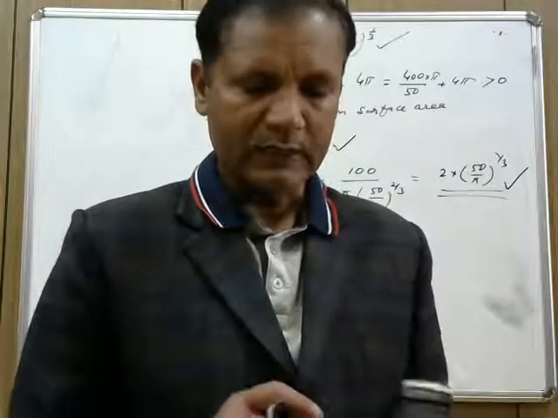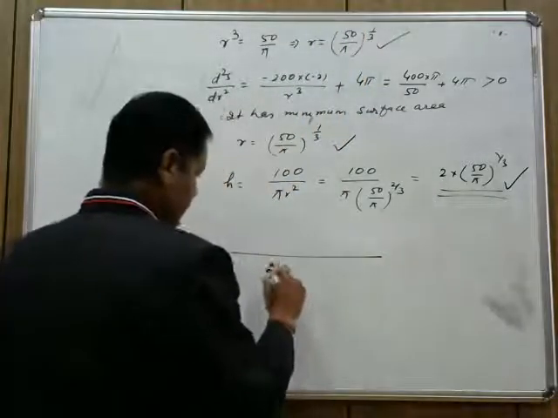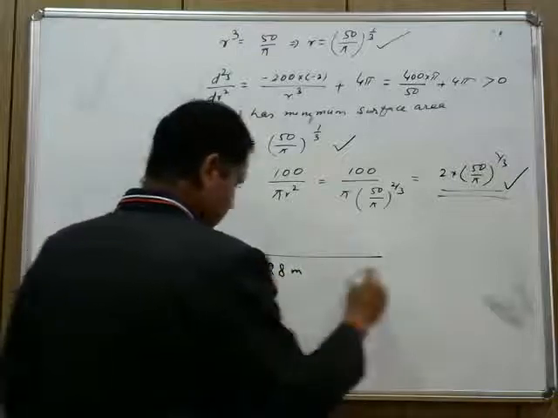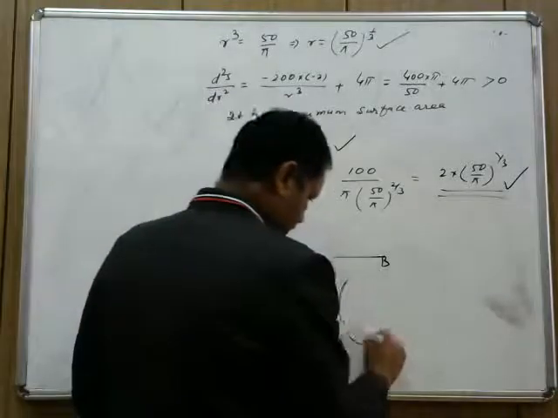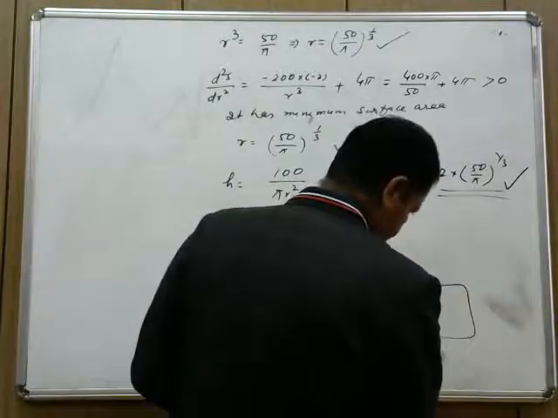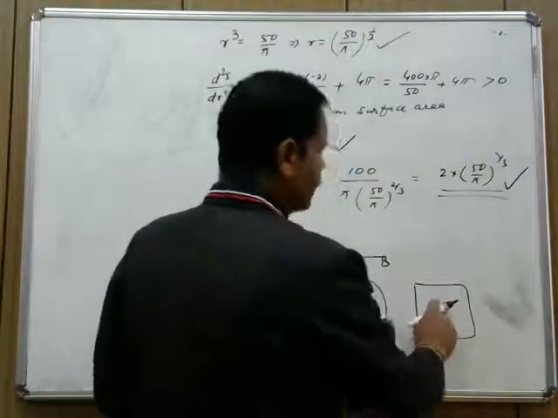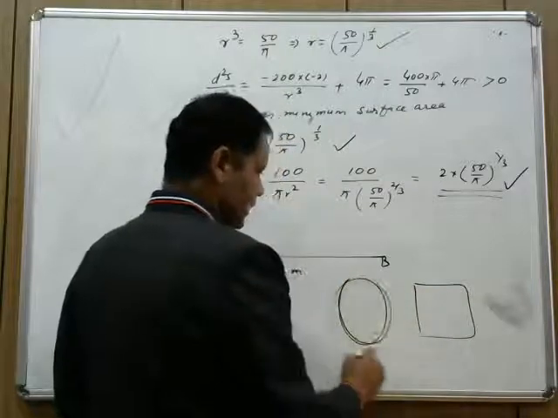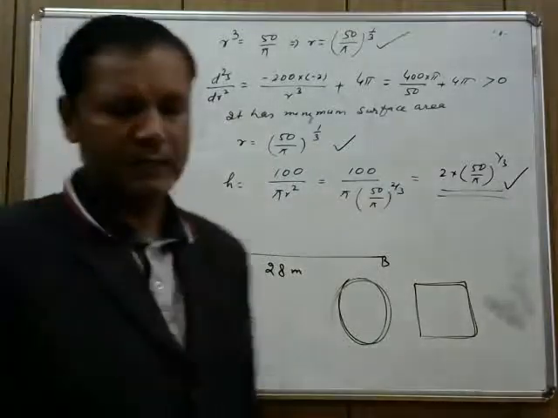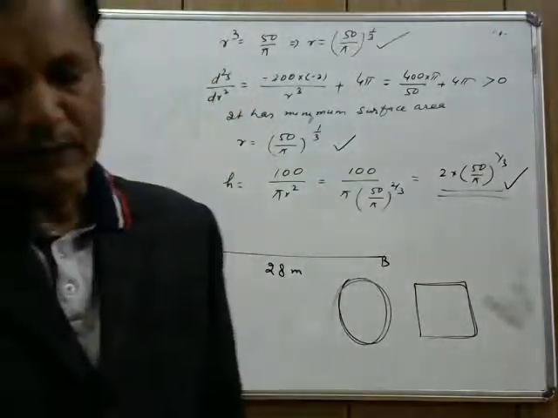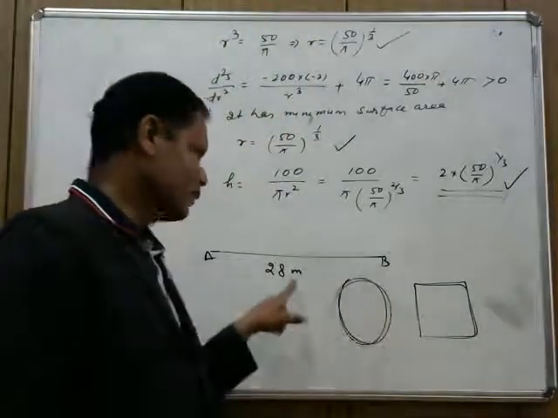But we know one thing, that a wire of length 28 meter is there, and this I am going to use to make two things. One is a circle and one is a square. That means, of course, the perimeter of circle plus perimeter of square is equal to 28. This part you have to just make sure. That means the perimeter of both and their sum will be equal to 28 meter.